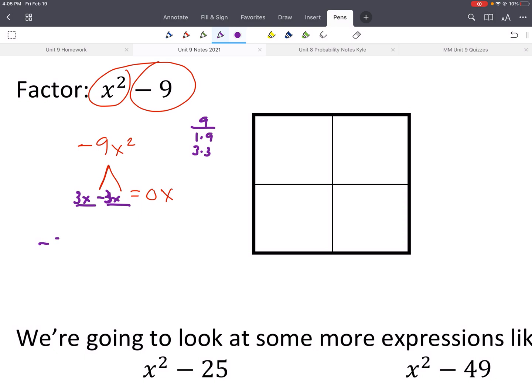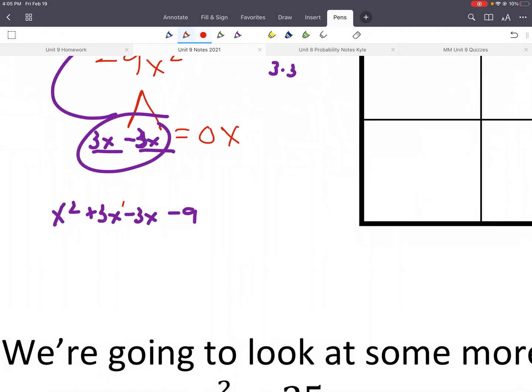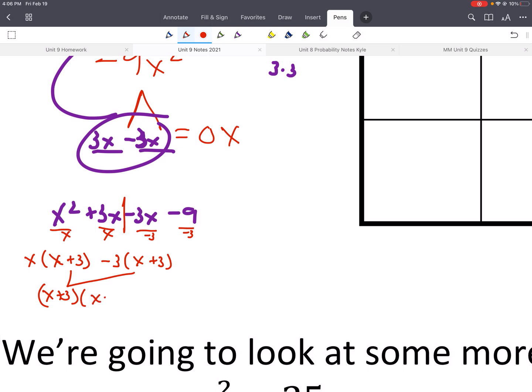So then we could take that and substitute it in for the middle term, for that 0x, and we'd have x squared plus 3x minus 3x minus 9. Okay, we can cut that in half. We could take out an x. That leaves us with an x plus 3. And on the other side, we could take out a negative 3. And that leaves us with x plus 3. So we end up getting x plus 3 from those two parentheses that we could factor out, and what's left gives us an x minus 3.